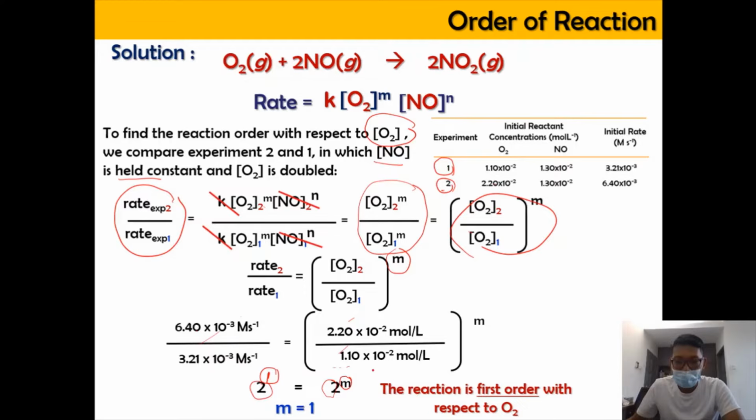So the conclusion here is very, very important. Do not leave the answer hanging like this. Once you find the answer, you have to make the conclusion, where the reaction is first order with respect to oxygen, where first refers to 1. Now we already know M. So the next step is we have to find the unknown N here.